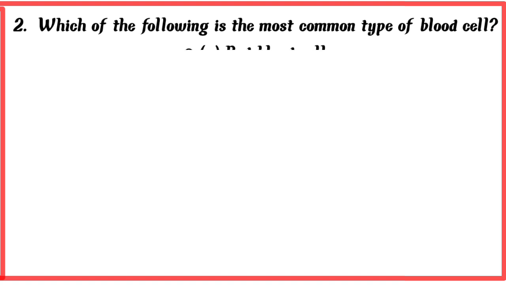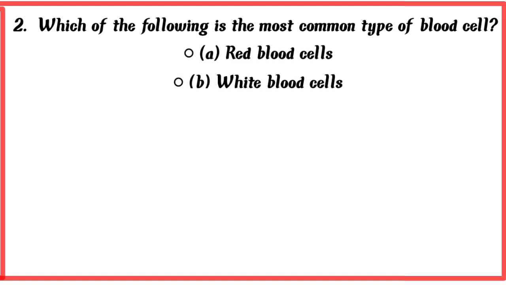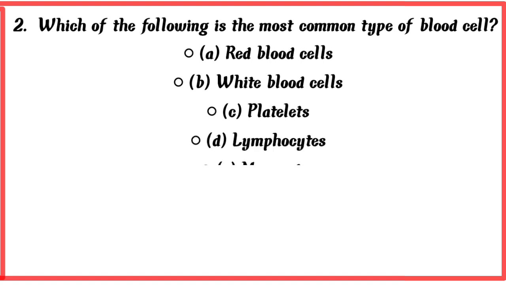Answer A. 2. Which of the following is the most common type of blood cell? A. Red blood cells, B. White blood cells, C. Platelets, D. Lymphocytes, E. Monocytes.